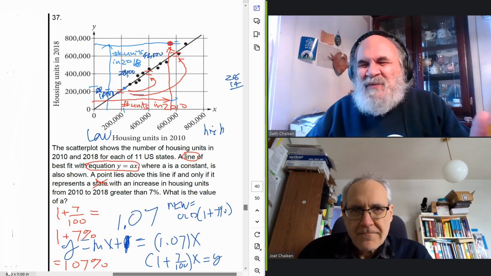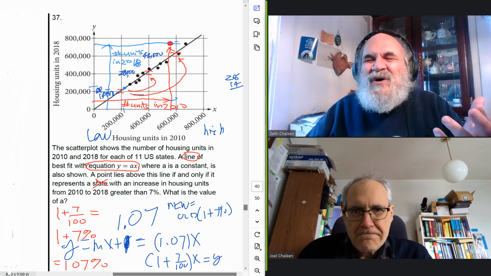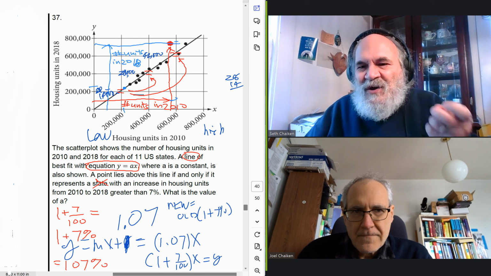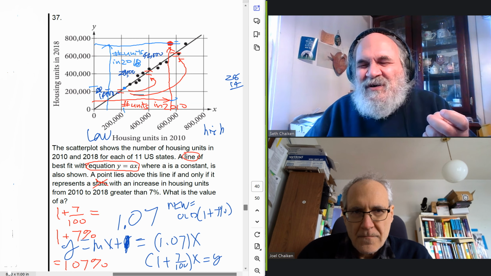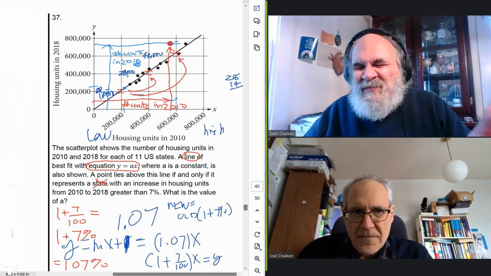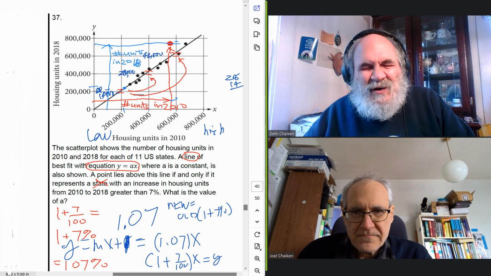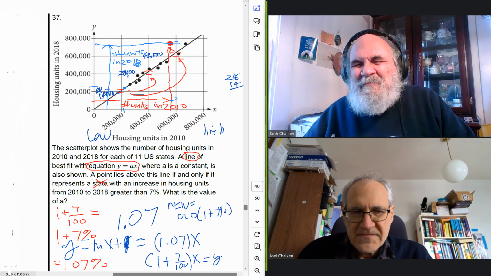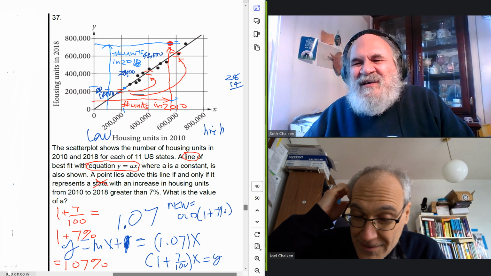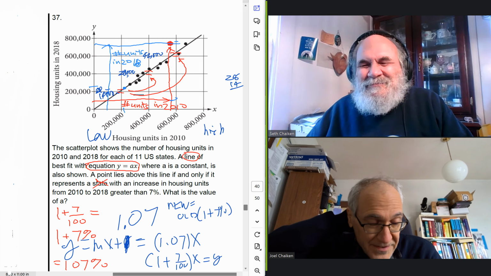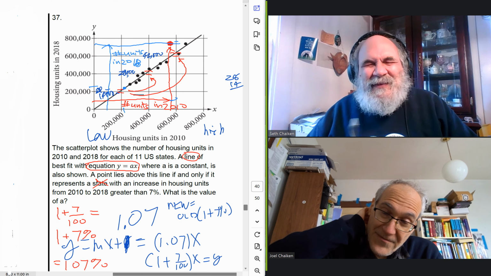The formula says that to increase by 7% means to multiply by 1 plus 7%, or 1.07. And so the slope is 1 plus 7%. And the question is, what is the slope? So let's get back to what they were trying to see if you knew how to do.